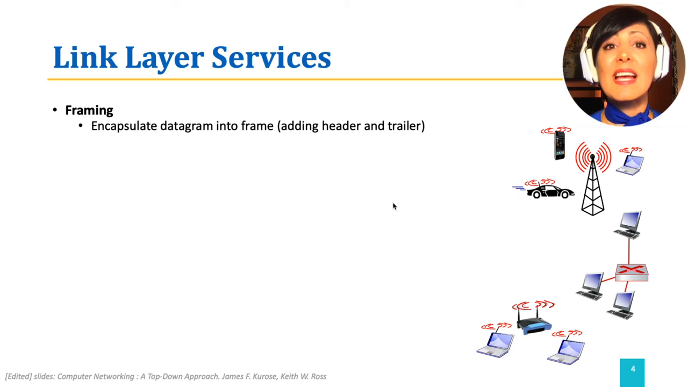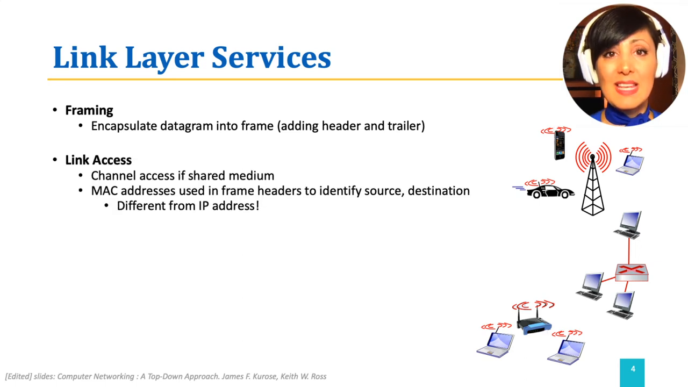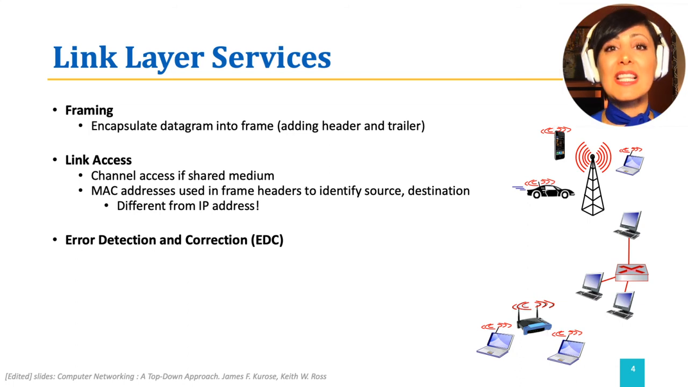Link access is another common service. This includes management of sharing if the link is shared, and addressing for devices involved in the link access. Another service provided by link layer is error detection and correction. This is done in the link level, so that if a frame is received with bit flips, it is detected, and it's not sent forward like that. These flips happen due to physical layer phenomena like noise and attenuation.